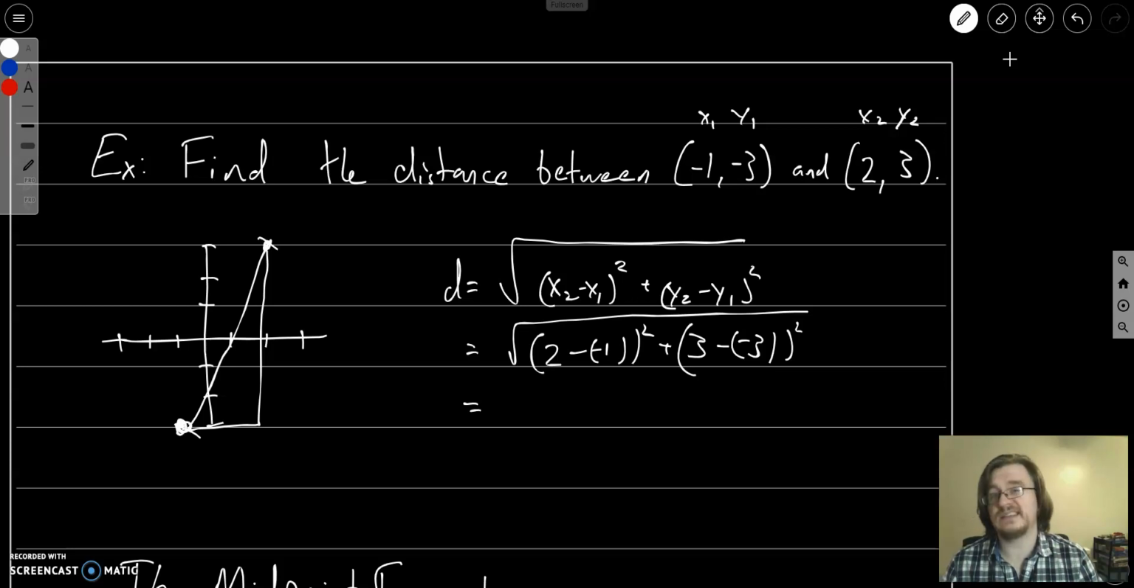So 2 minus a -1, that's going to be 3, so that's 3 squared. 3 minus -3, that's 6. We are adding these, and we're taking the square root.